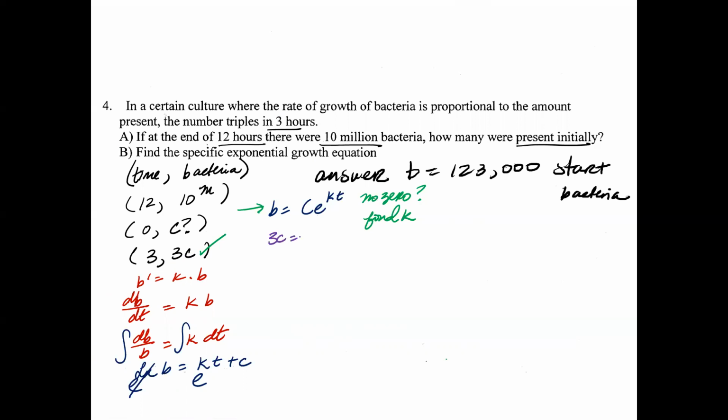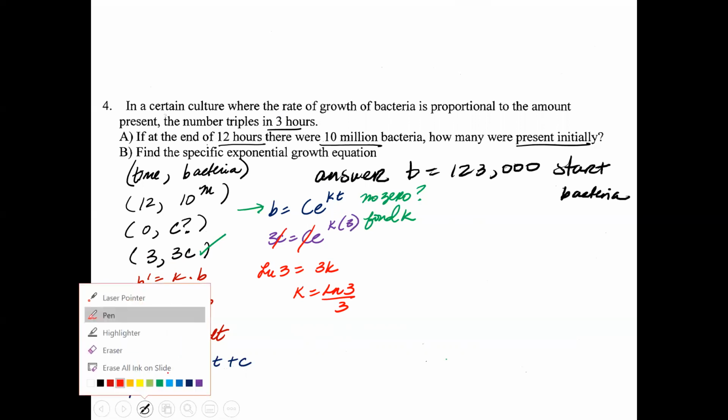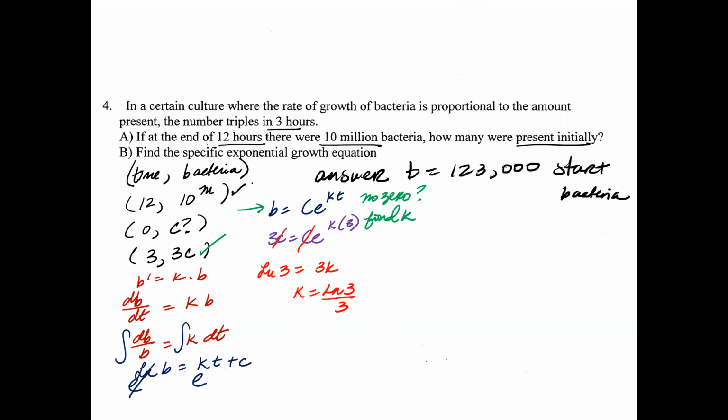So I'm going to have 3C is equal to CE, replace your T, K times 3. And the reason we do that is because you can cancel the C's. So then you have the ln 3 equals 3K, divided by 3 on both sides. K is ln 3 divided by 3. Now that I have that, I'm going to go back to the equation right here to find C.